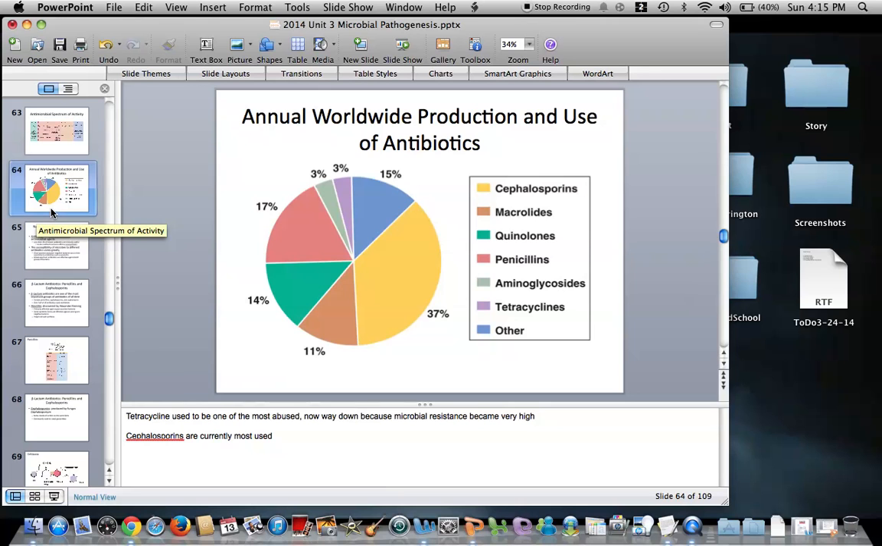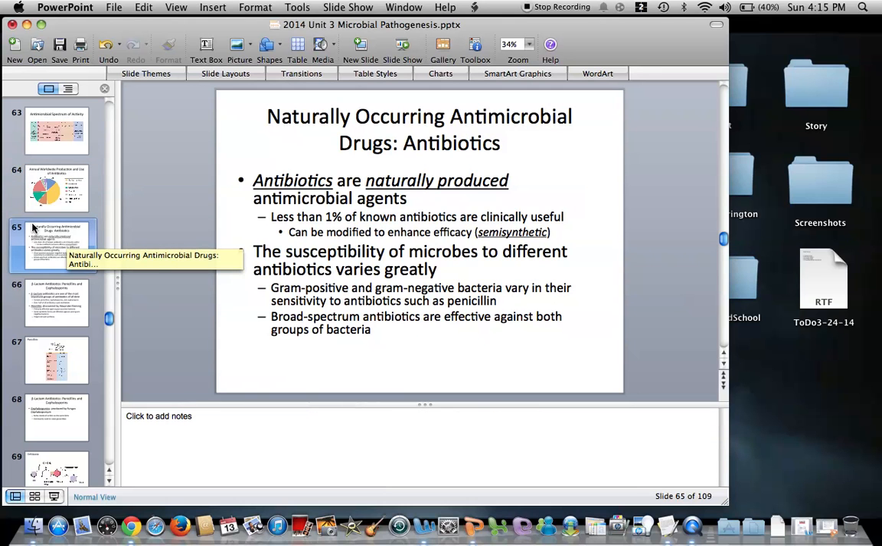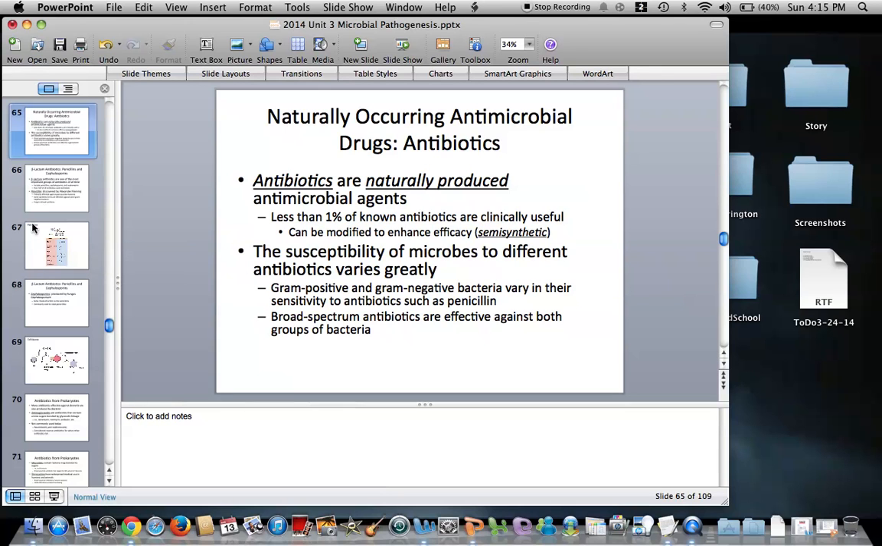Animal worldwide production and use of antibiotics. Right now, the cephalosporins are the big thing. Used to be the penicillins. Now they're 17%. Still quite a bit. And tetracyclines have been cut off to ridiculously low levels. And there's some naturally occurring antimicrobial drugs. Antibiotics are naturally produced antimicrobial agents. And less than 1% are clinically useful, though they can be modified by semi-synthetic processes.